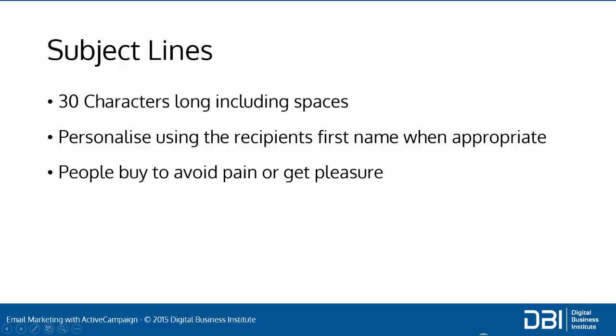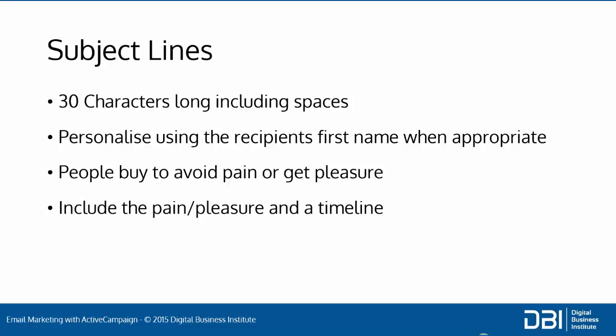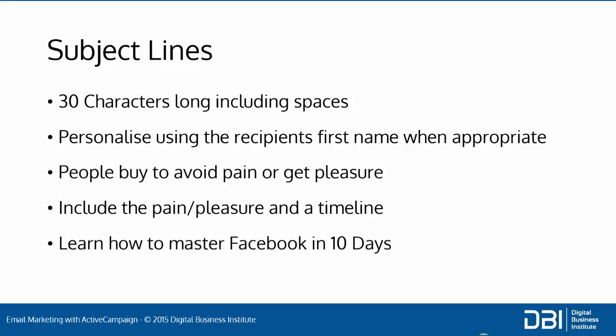We talk a lot about in marketing why people buy: to avoid pain or to get pleasure. And it's a school of thought where these are two critical pieces of information that people take into consideration when making a purchasing decision. So we can use this quite significantly in our email marketing. And how we do it is we include the pain or pleasure and a timeline in the subject line of our email. So an example of that one would be, in terms of the pleasure, it would be learn how to master Facebook in 10 days.